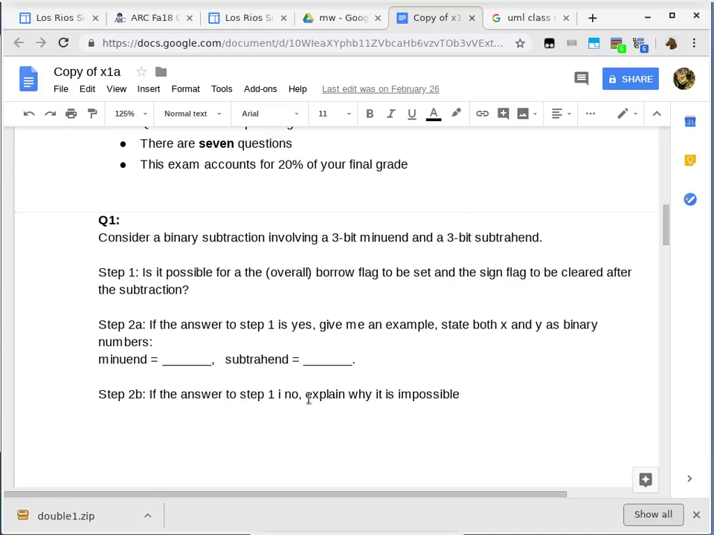Okay, the borrow flag is easy. The sign flag is a little bit tricky because this question doesn't say anything about the overflow flag. If it doesn't place any constraints on the overflow flag, it means it can be 1 or 0. You can consider cases where the overflow flag is a 1 and also cases where the overflow flag is a 0.